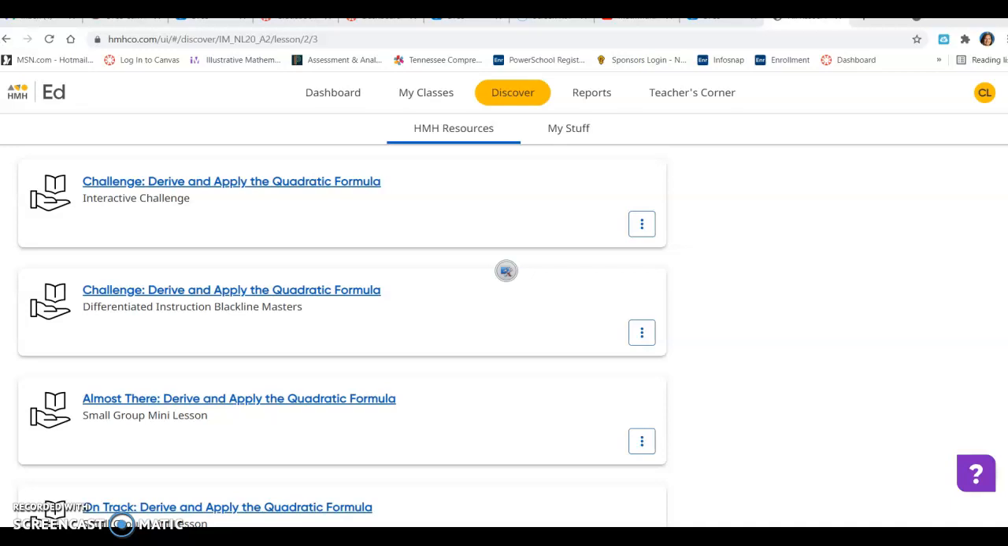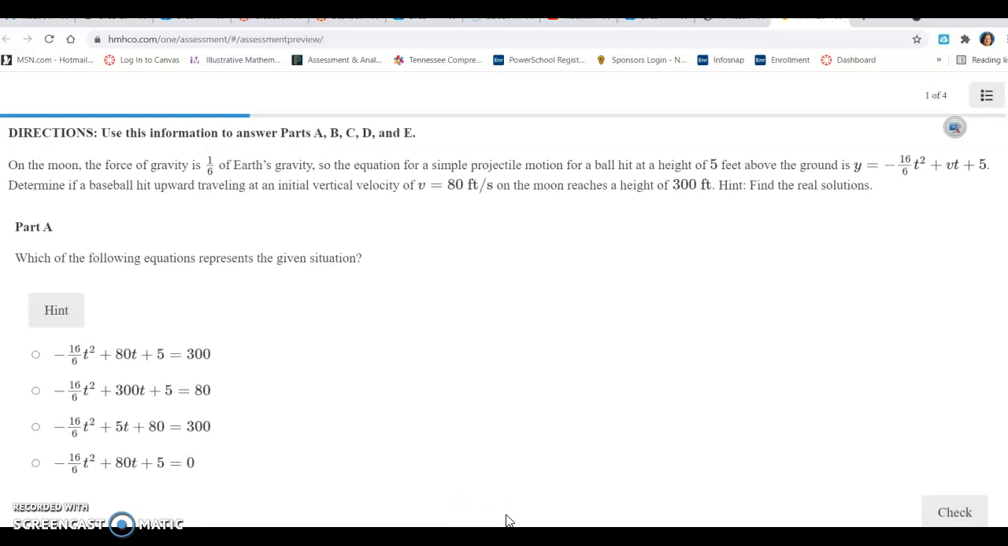Alright guys, we are still in lesson 2.3 and we are going to look at the interactive challenge. So let's work through some problems together. We are still looking at quadratics, the quadratic formula, completing the square, and looking at the discriminant.